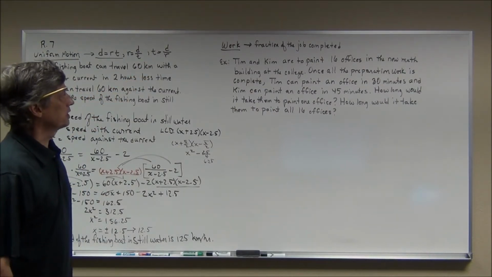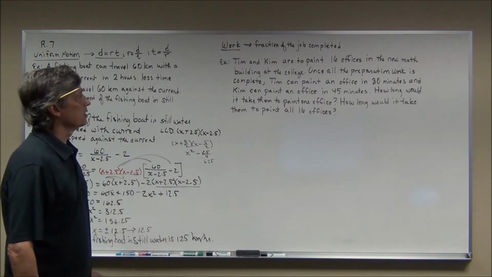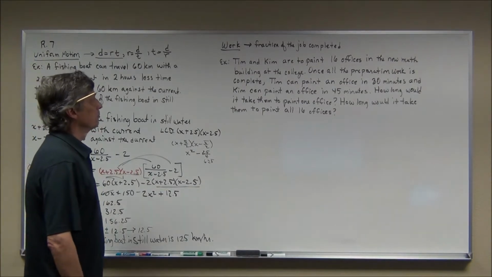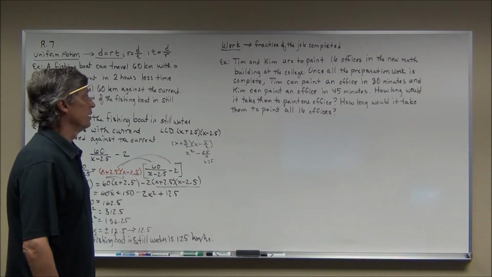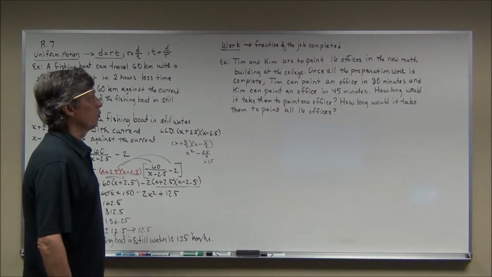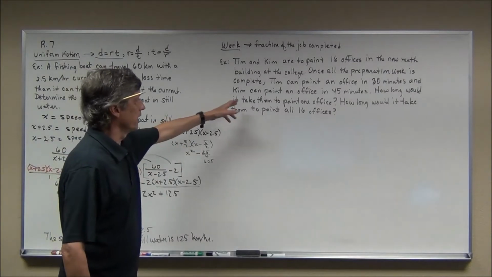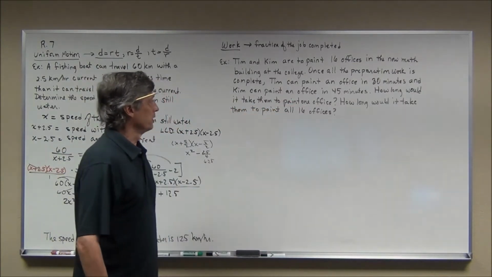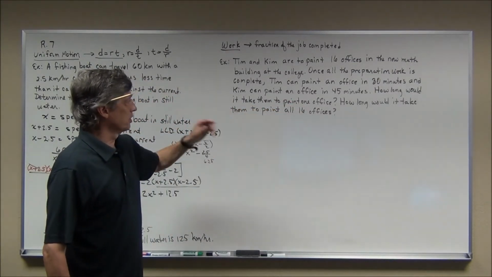Tim and Kim are to paint 16 offices in the new math building at the college. Once all the preparation work is completed, Tim can paint an office in 30 minutes and Kim can paint an office in 45 minutes. How long would it take them to paint one office? That would be how long it would take them to complete one office if they were working together. How long would it take them to paint all 16 offices?